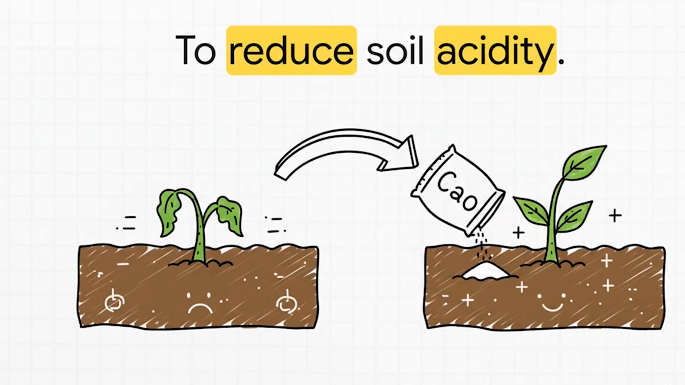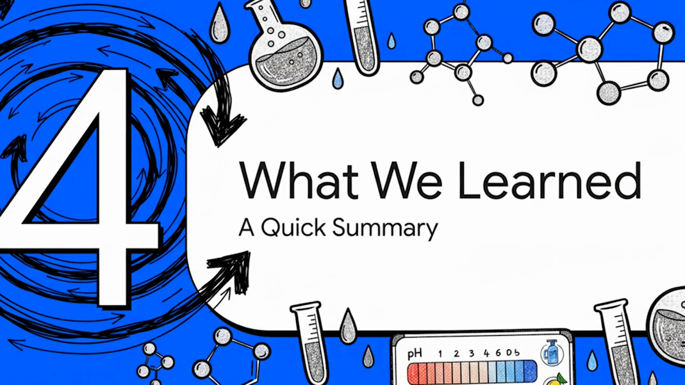And the answer is to reduce soil acidity. Yes! If you remember that, fantastic. That's the most important point. By making the soil less acidic, our crops get the best chance to grow strong. You've all done so well. We've seen how acids and bases are busy working all around us, from the big factories all the way to the farm. Let's do a quick summary of everything we've learned just to make sure it sticks in our minds.